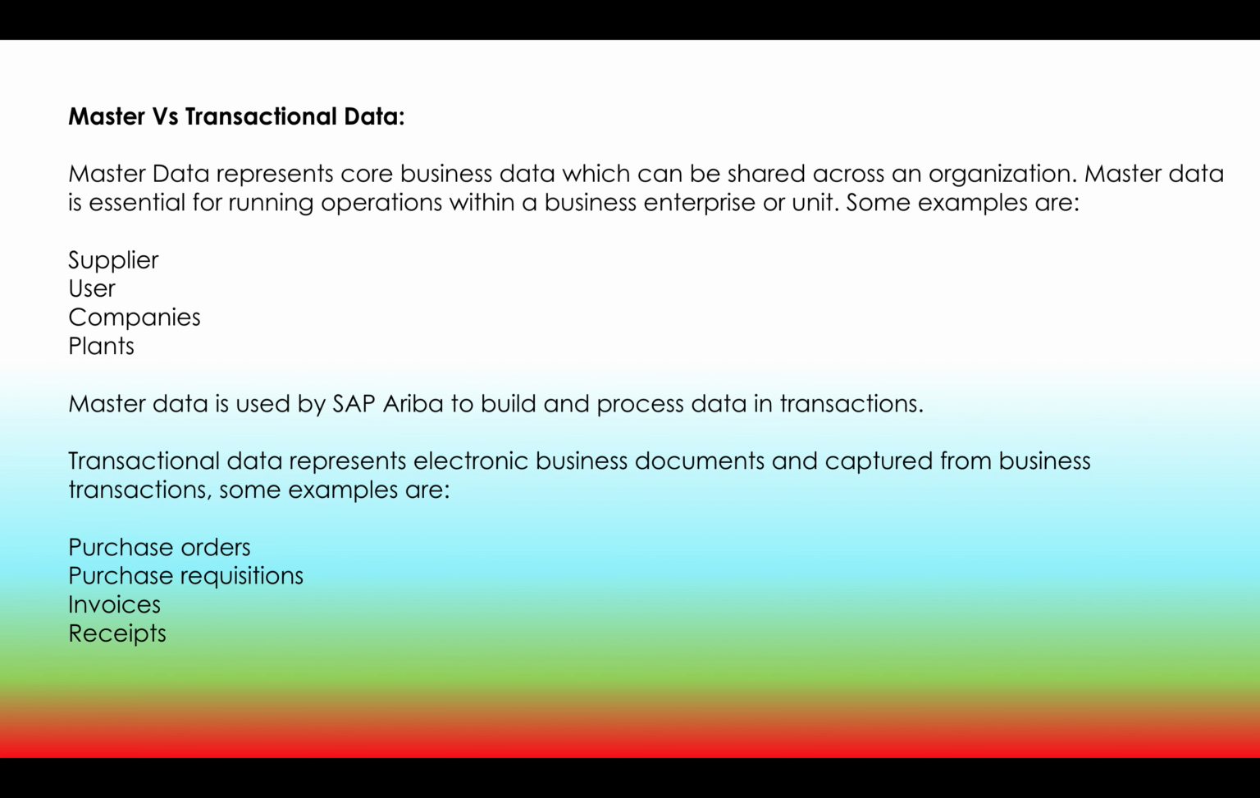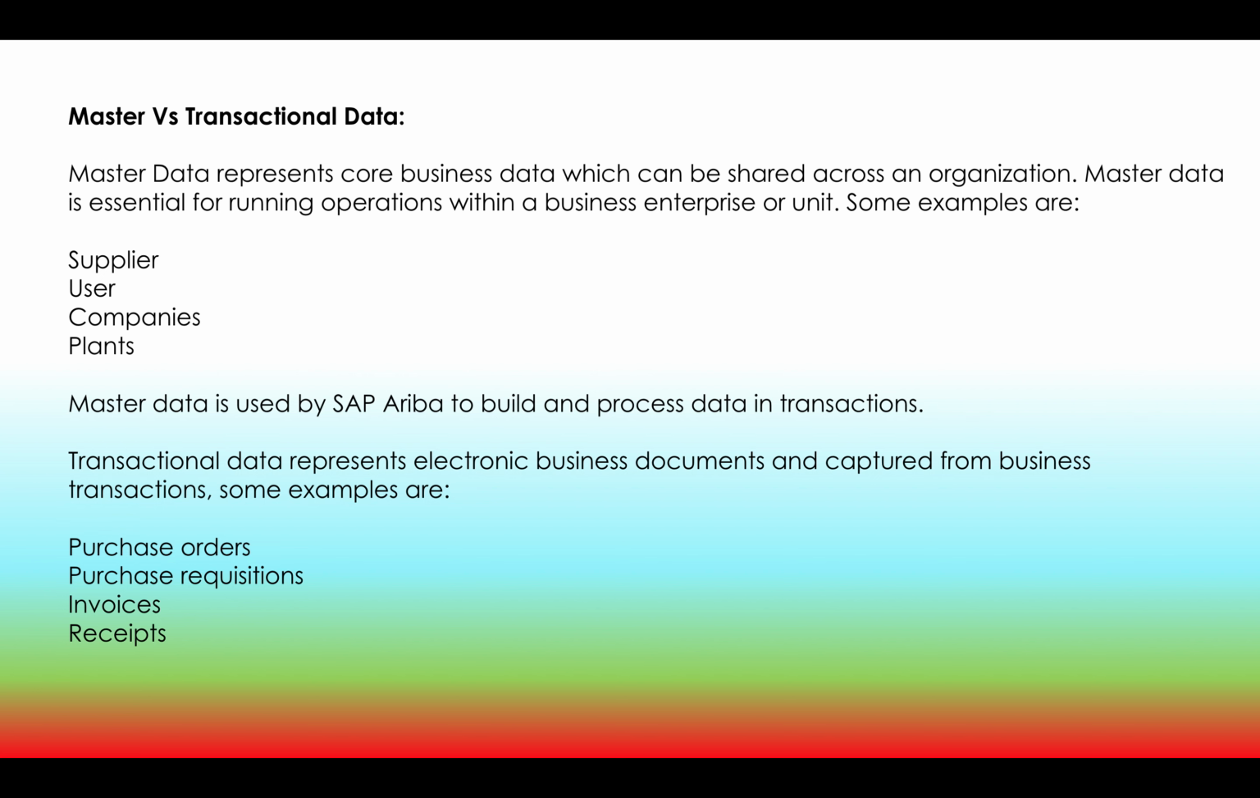We are talking about master data. So here employee data is master data. Employee means user, and supplier is also master data. It's core business data, and plants or organization data too. Master data is not volatile. It won't be changed regularly. Master data is used by SAP Ariba to build and process data in transactions.